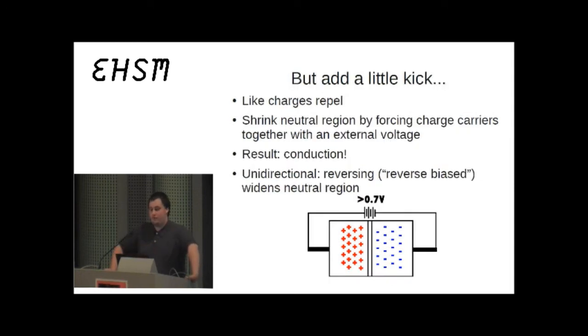But if you, for example, added some positive voltage to the left side and some negative voltage to the right side, and you reach a certain threshold, about 0.7 is common, what'll happen is you'll get two positive charges next to each other and two negative charges next to each other, and the like charges repel, so you'll push them close enough that the electrons will be able to tunnel over and cross the neutral area, which will get very small. And so we have some conduction. And it's worth mentioning, of course, that if you were to try to apply voltage in the reverse direction, you would get opposite charges to attract, and you'd actually widen the neutral region, and you wouldn't get any conduction.